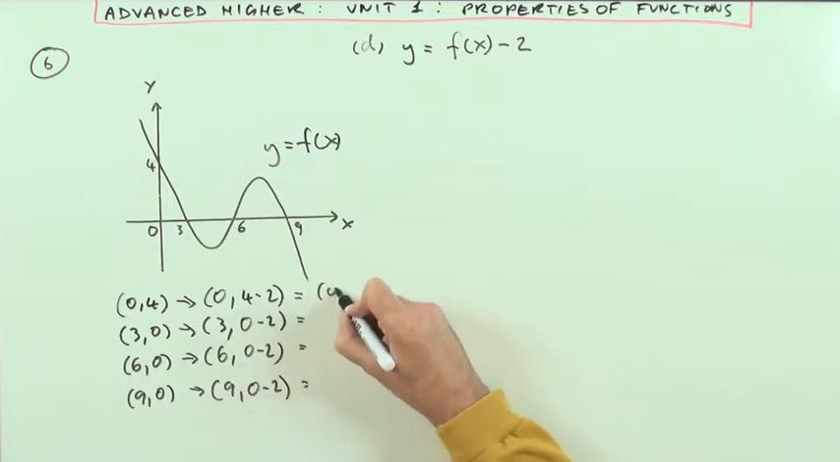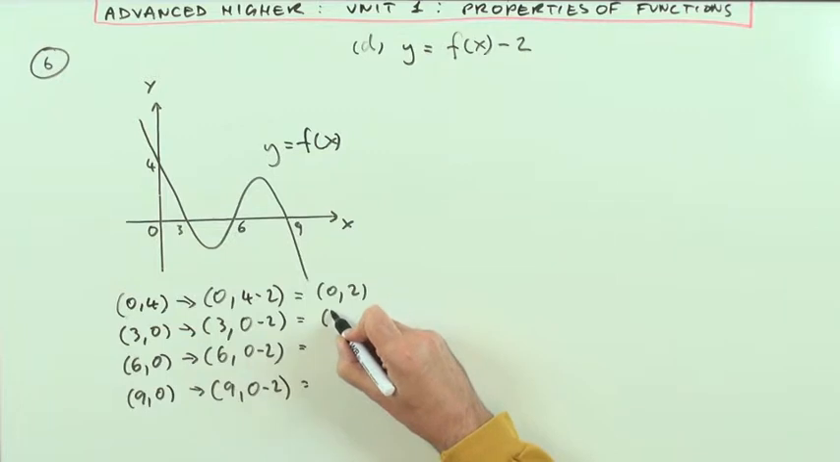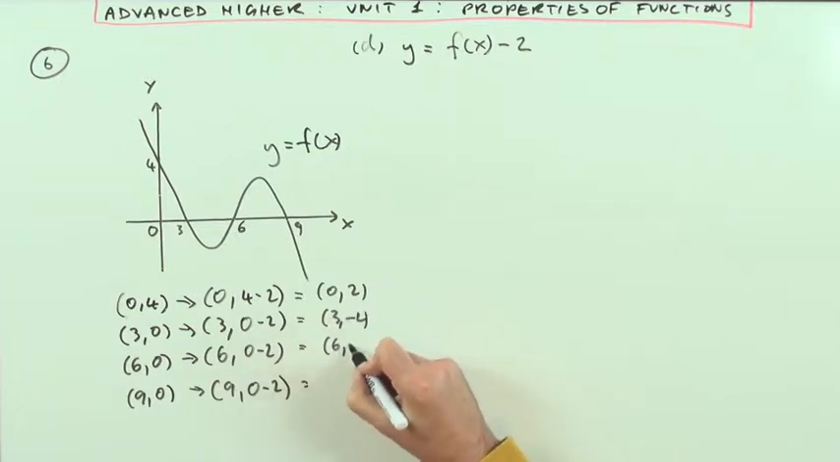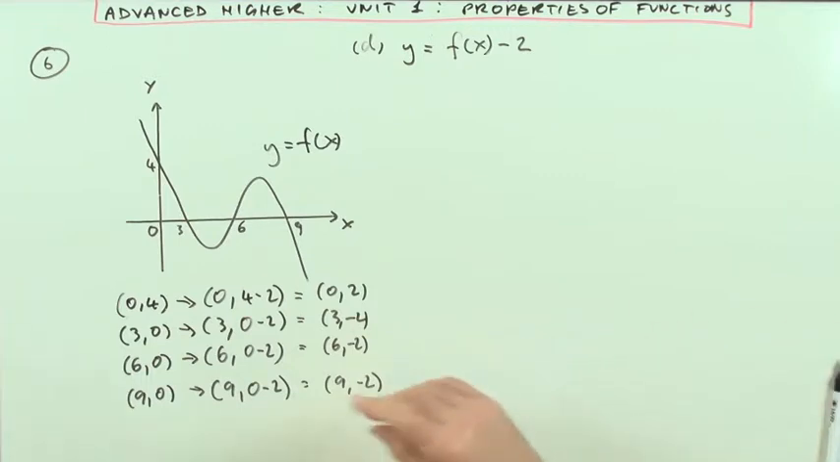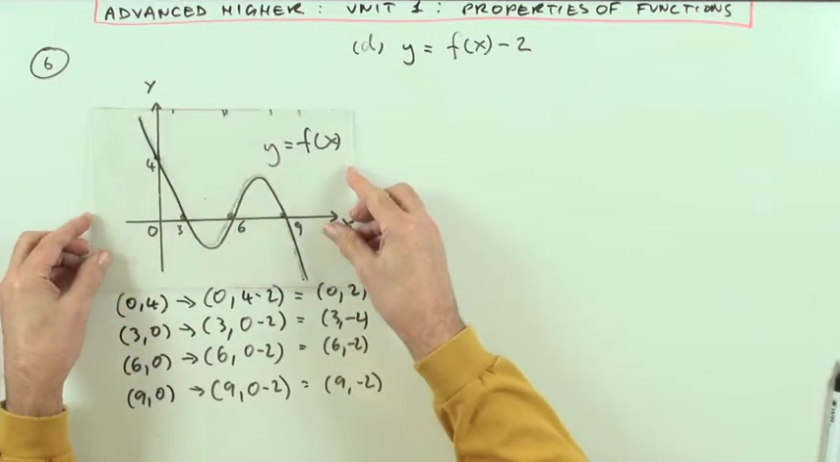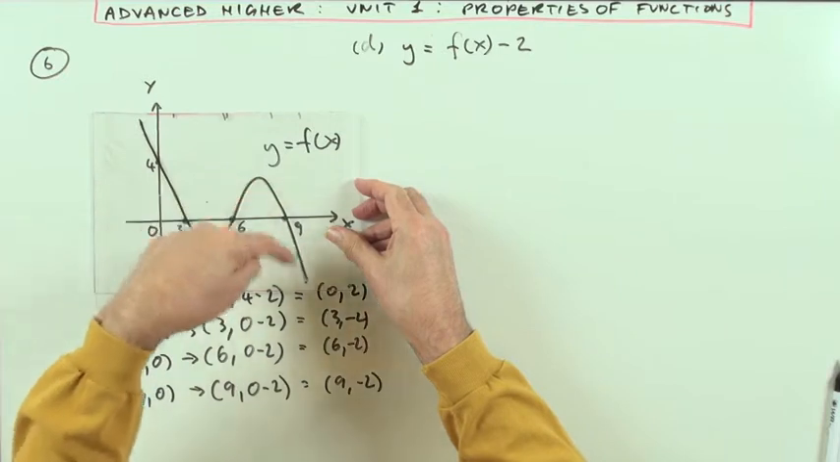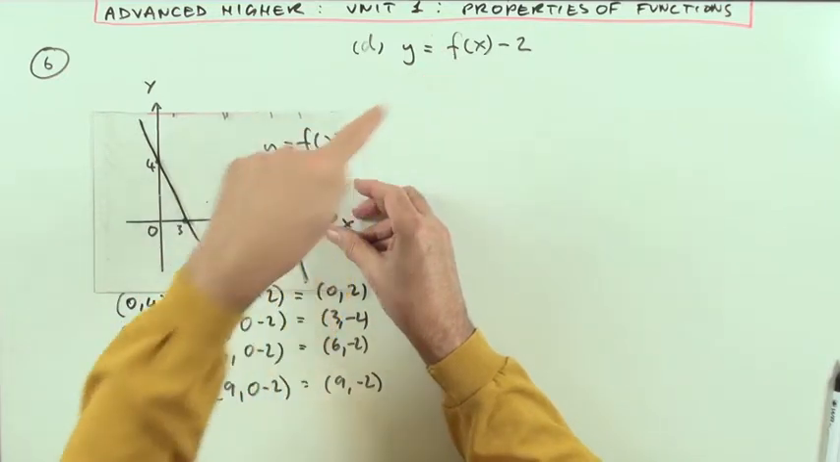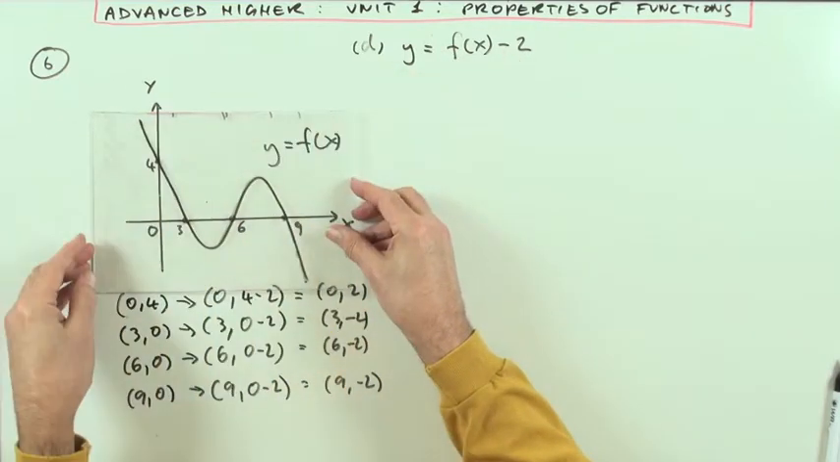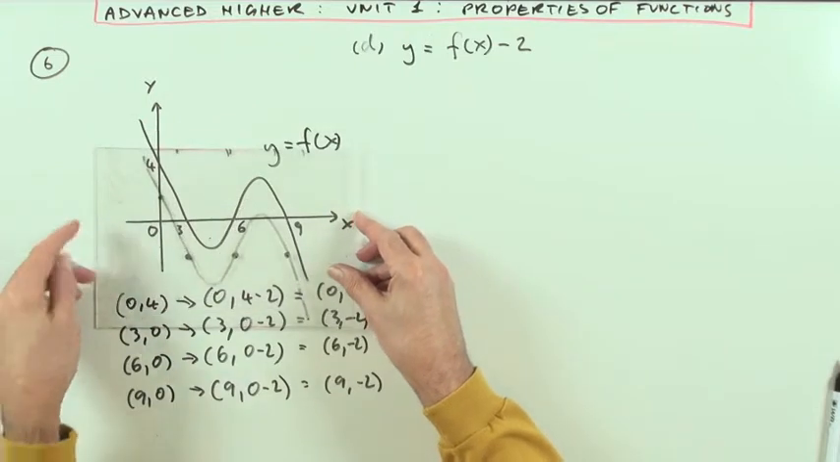So the new points would be 0, 2, 3, negative 2, 6, negative 2, 9, negative 2. Or quite simply, you've got the graph, with the original answers, and all your new answers will stay in the same position but be dropped down by 2. So it'd end up looking like this.